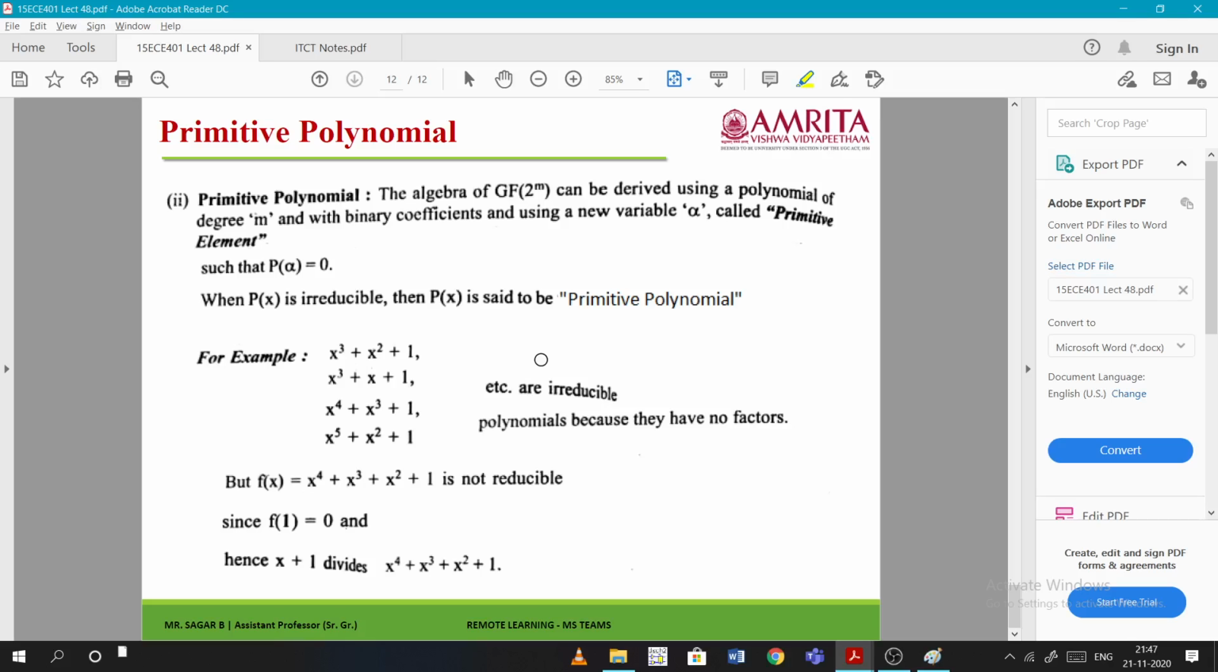So next is primitive polynomial. A primitive polynomial is a polynomial that should, first, be irreducible. Then for an irreducible polynomial we'll see whether it is primitive or not. So first we need to check whether the given polynomial is irreducible or not. So how to find that?